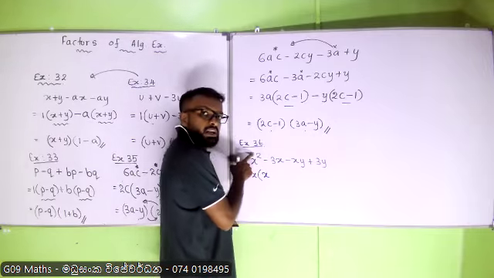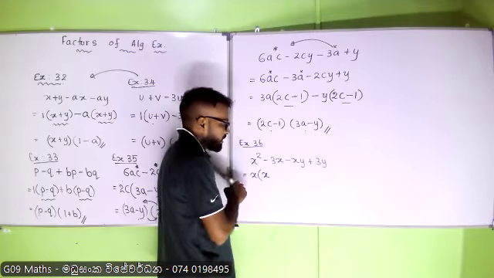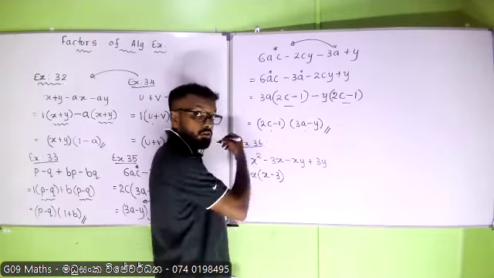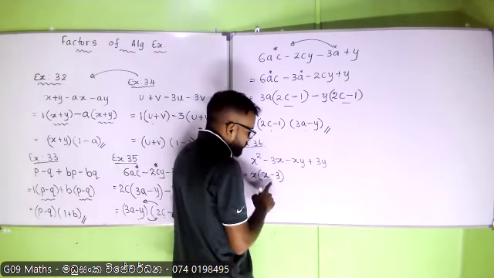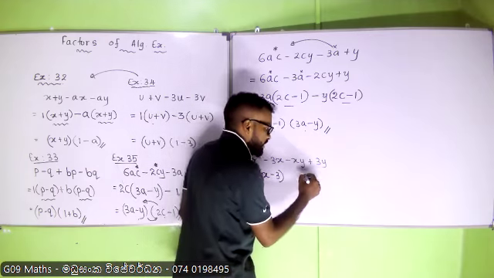So 1x has been reduced. 2 minus 1, x to the power 1. Right? And here minus 3. And this x gone out. Right. So now by looking at this, you are going to make sure that you have x minus 3 here in the middle.